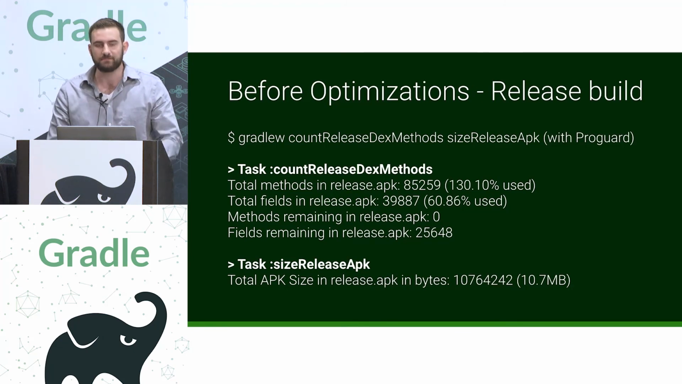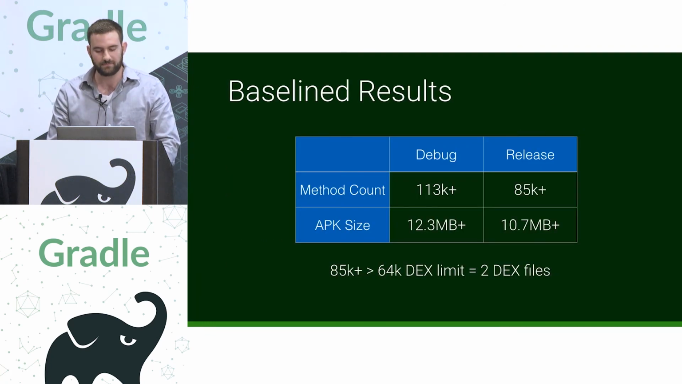And I showed you the correct commands. So this is our initial release build with Proguard before any of my optimizations. Like I said before, we had the 85,000 methods, and you can see that we were able to shave about 2 megabytes, 10.7, from the actual 12.3. So we were doing pretty well with our basic build, but I think we could do a little bit better. And that's the final results before I started doing anything.